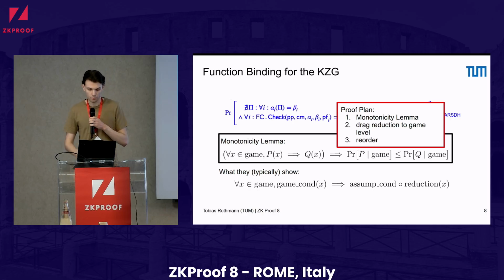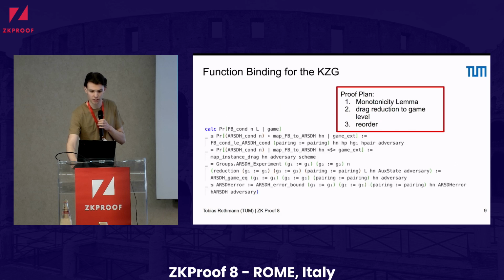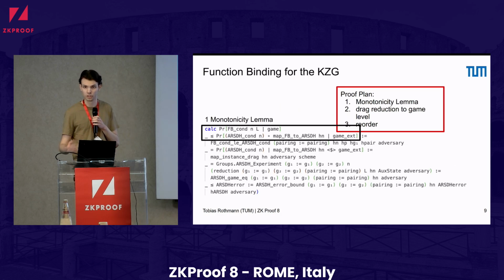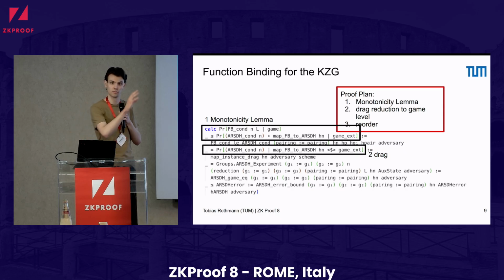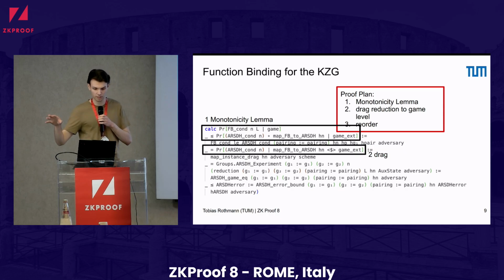So yeah, I don't want to show you the whole implication statement because that is maybe a bit difficult. But what I can show you is the execution of the proof plan for the function binding for the KZG, and that is really kind of simple. We start, of course, with applying the monotonicity lemma. So we start out with the function binding game and the function binding condition, and show via the implication that the RCH condition with a reduction map is implied, right? And then we drag this reduction from the left-hand side, so from the game condition level to the game level. Sorry, from left-hand side to right-hand side, right?